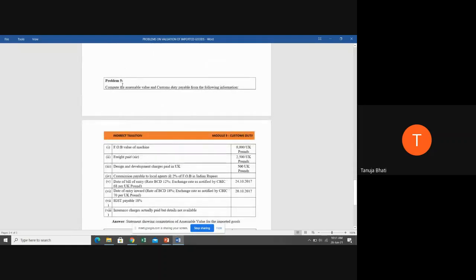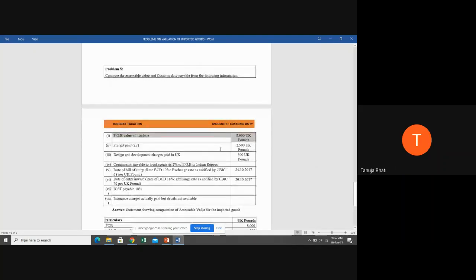Now, compute the assessable value and customs duty payable from the following information. FOB value of machine is 8,000 UK pounds. Now, you all have to go on telling me the solution. So, FOB value of machine 8,000 UK pounds. What are you going to do with this? Is it to be considered? Yes, ma'am, it is to be considered.